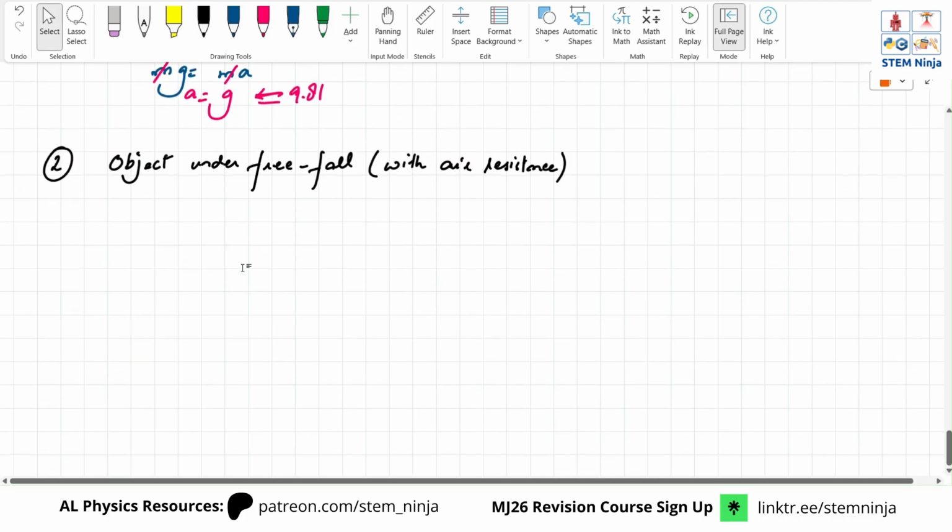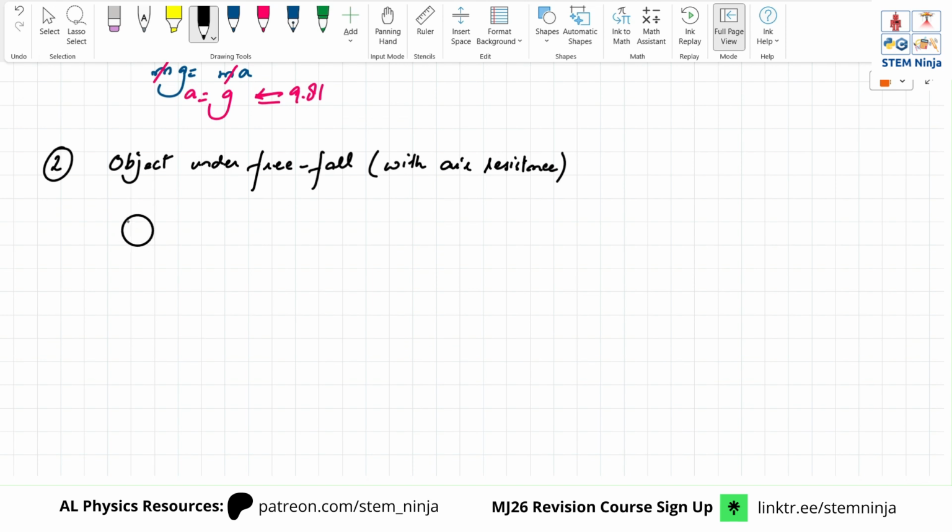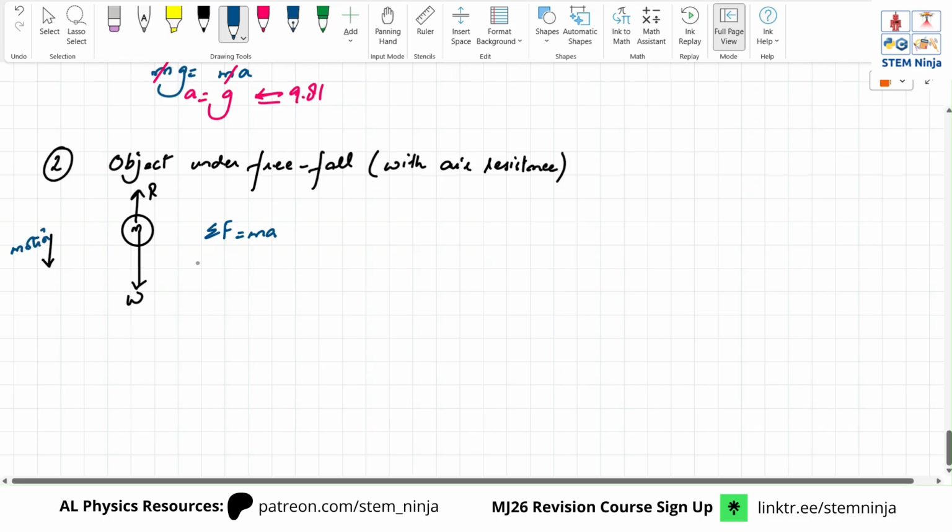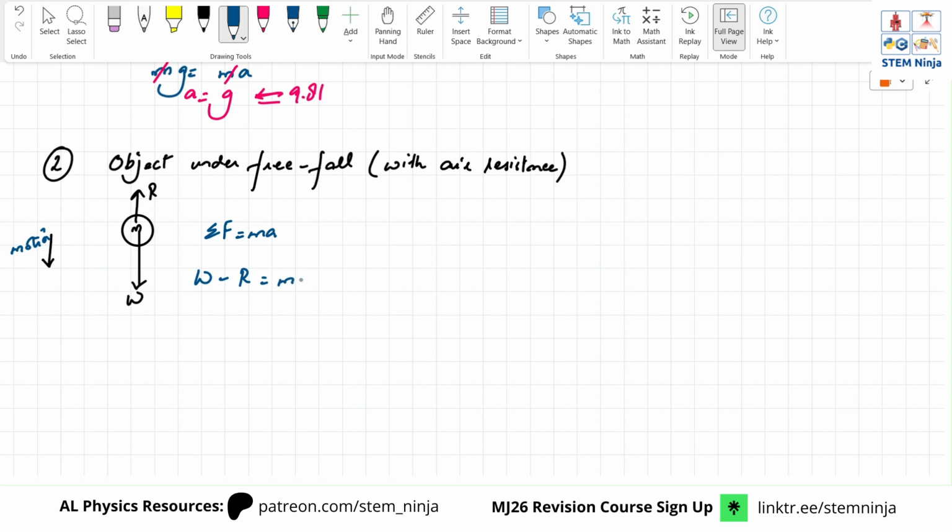So what will happen now? Same thing. We will draw a mass. This is weight. This is object m. The body is falling downwards, so the resistive force would be opposite to the motion. So the net force equals ma as a consequence of Newton's second law. Since the motion is downwards, we would do W minus R equals ma. This is how the case is going to be depending on what's exactly happening.